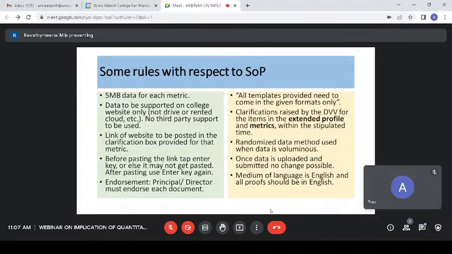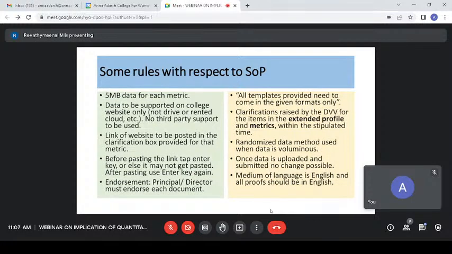Second thing, the data that you are providing may not be uploaded on the website or the software. It will be put up on the college website, on your college website only. It will not be put on the drive. It will not be put on the cloud. It will not be put on the rented areas. This is very important.